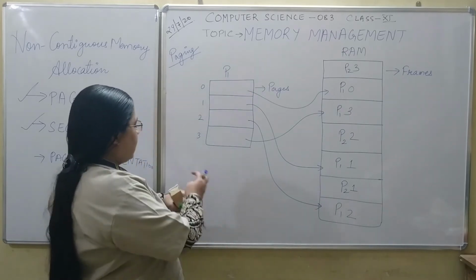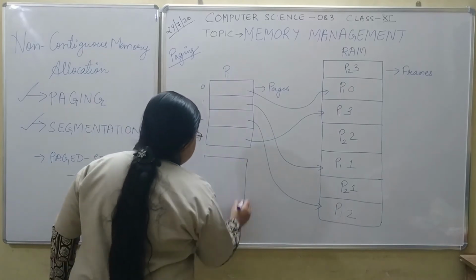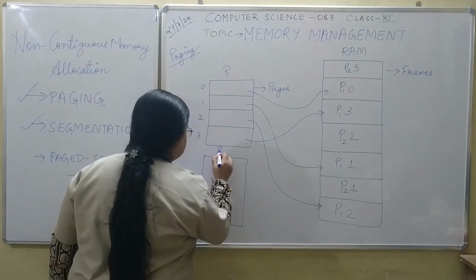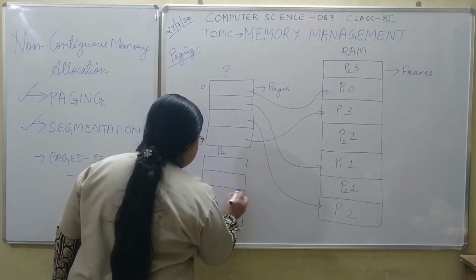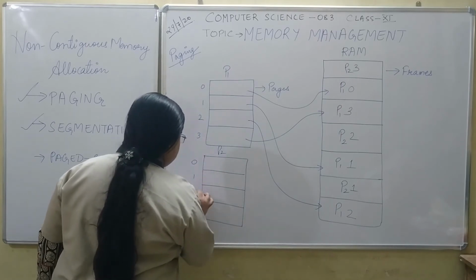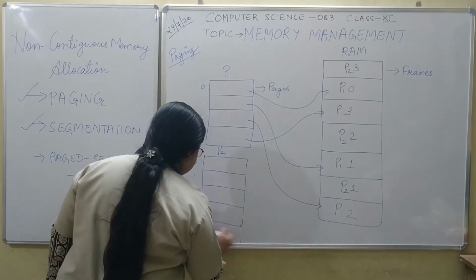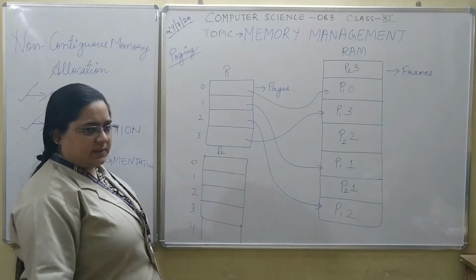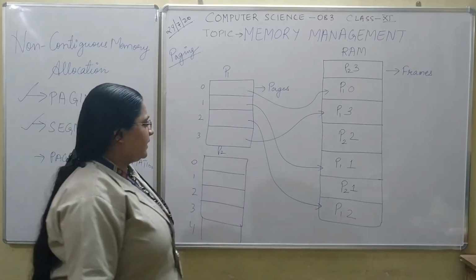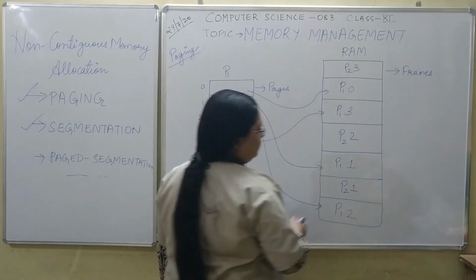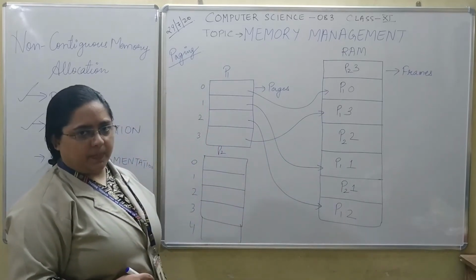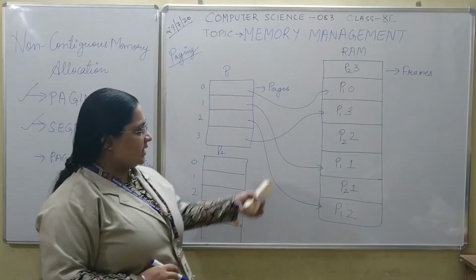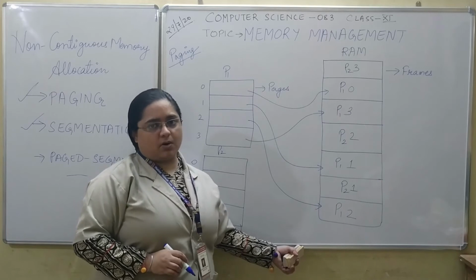So if we have any other process over here, that is P2, and suppose process P2 has 0, 1, 2, 3 and one more, that is 5 pages. So those pages will also be saved in any of the free available frames. That too depending upon whether there is space there or not.